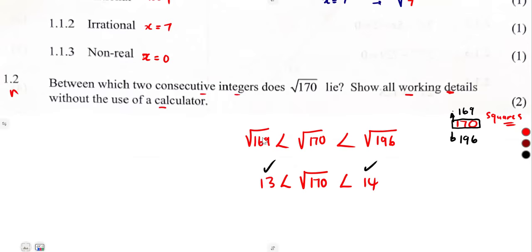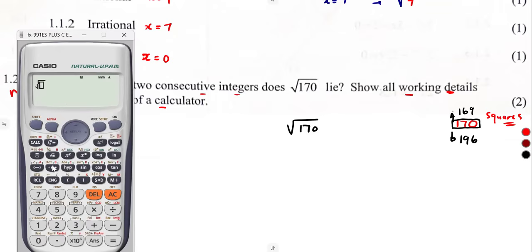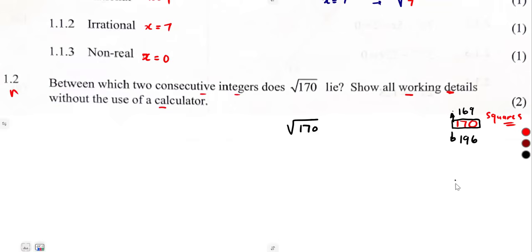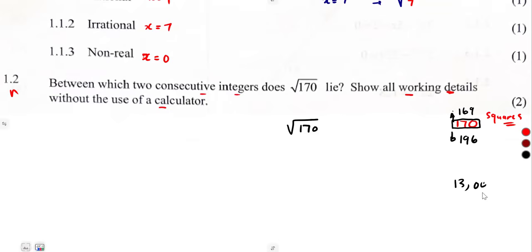All right, so guys, you are being told not to use a calculator. But in an exam, you cannot restrict yourself like that. You can do this, and definitely no one is going to know that you have used a calculator there. The square root of 170 is 13.04. Let us just take it like this.